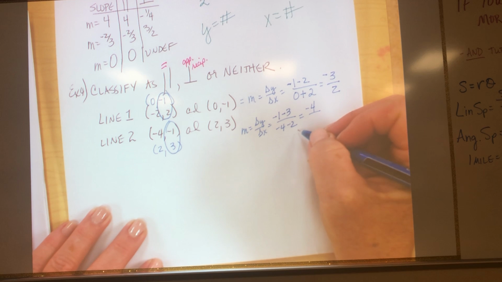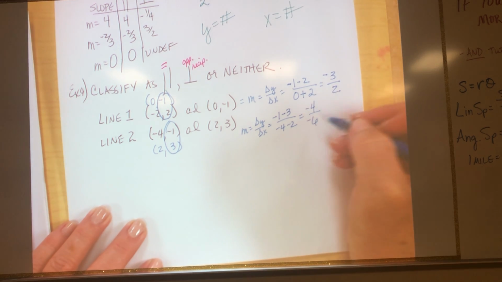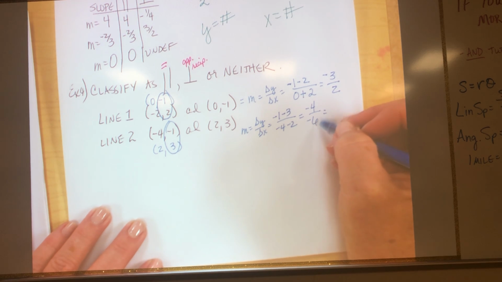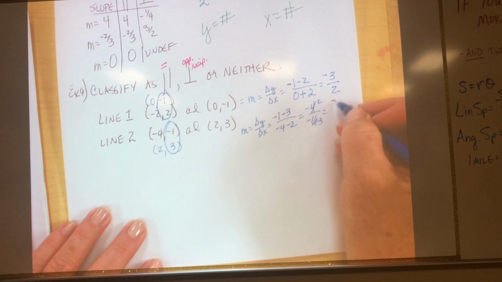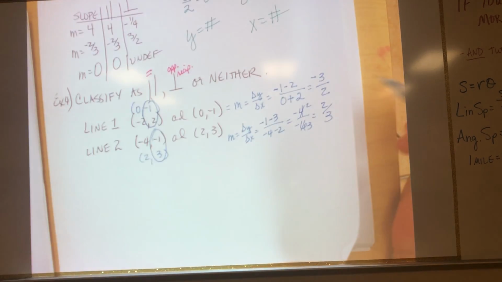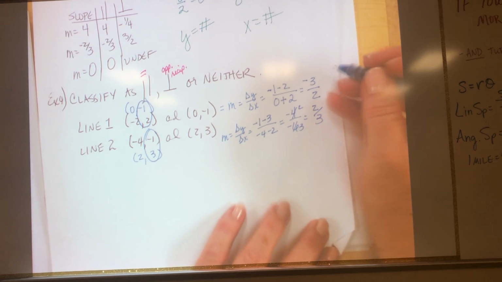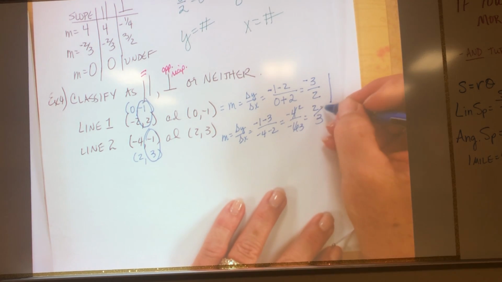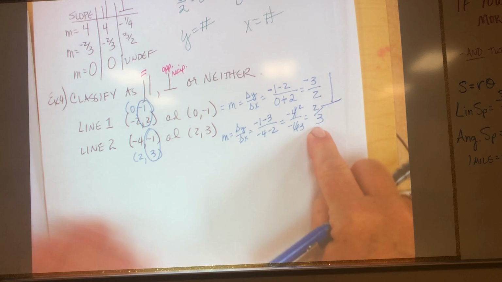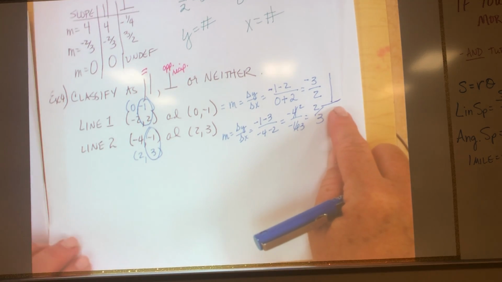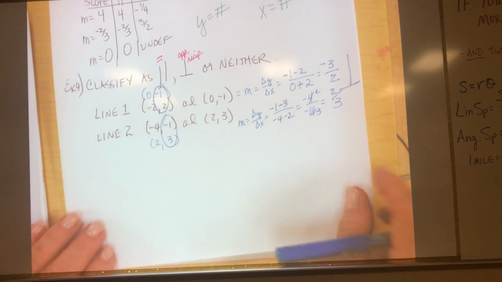So I got -4/-6. What's a negative over a negative? Positive. And 4 and 6 reduce by 2, so this becomes a 2 and this becomes a 3. So I got a positive 2/3. Look at those two things. Tell me what my lines are. Opposite reciprocal. So these numbers are opposite reciprocals, so my lines are perpendicular. Good job. All right, everybody okay?